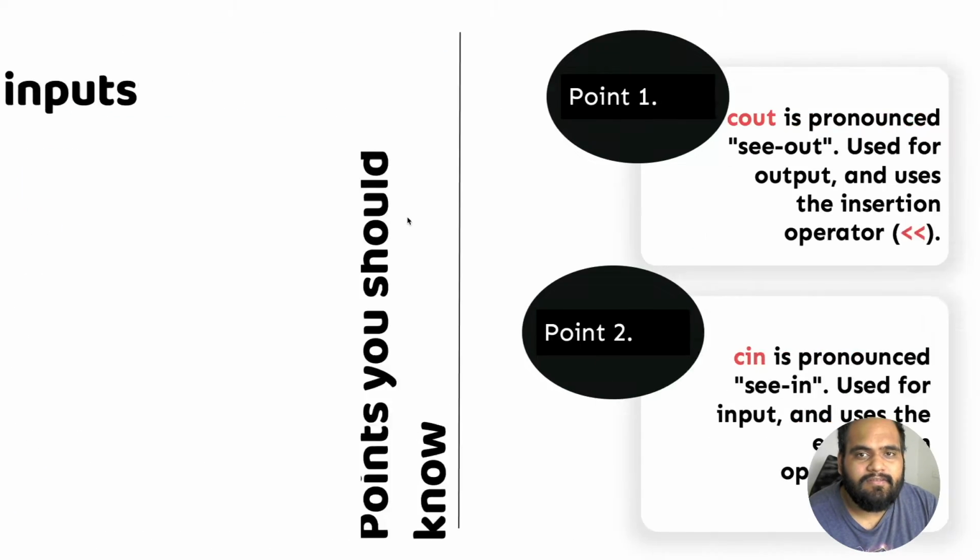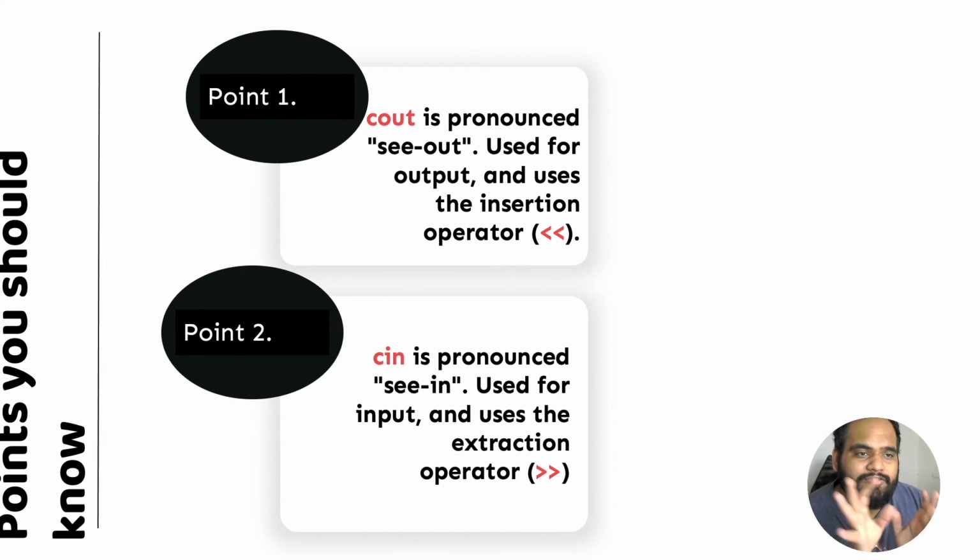Now let's move ahead to the points you should know. Point number 1: cout is pronounced as cout, it's used for outputs, and it uses the insertion operator, which is the less than symbol. Whereas cin is used for inputs, for capturing or extracting with the help of the extraction operator. So this one is known as the insertion operator and this one is known as the extraction operator. Very important. You might get confused between these two things. Just remember this symbol, that's all.